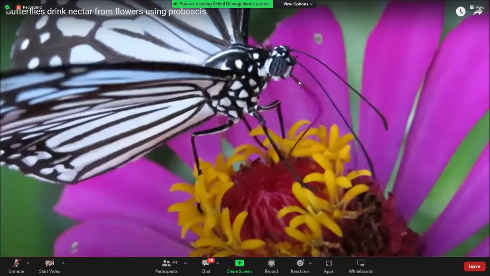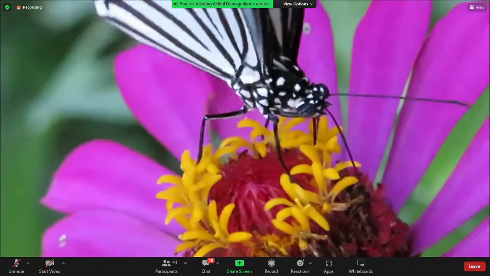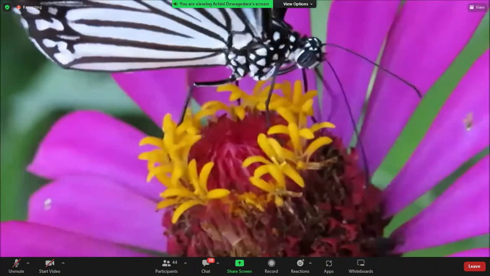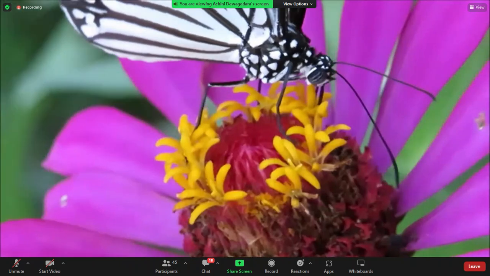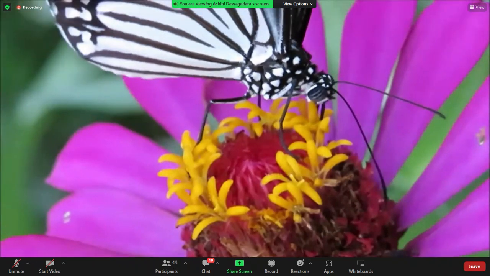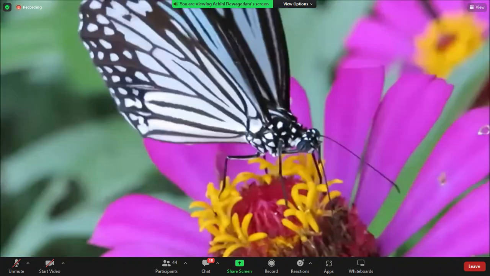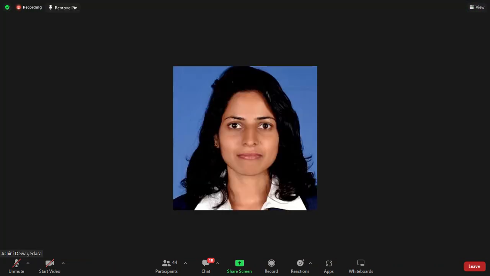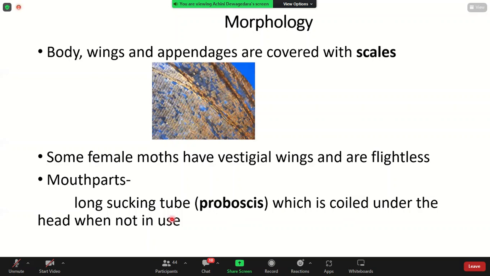These two are antennas, and this is the proboscis. So this long sucking tube, the proboscis, is coiled under the head when it is not in use, and when it is in use, you saw how it is used, right?